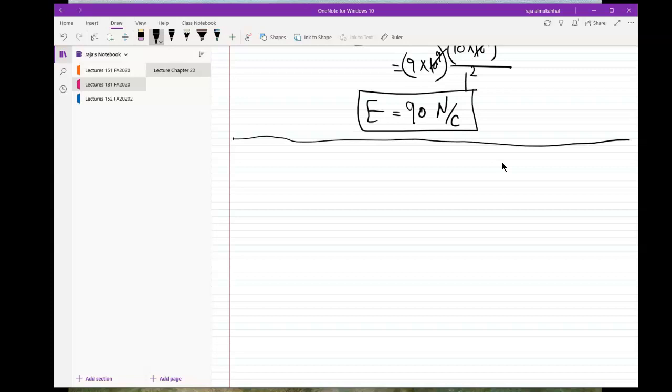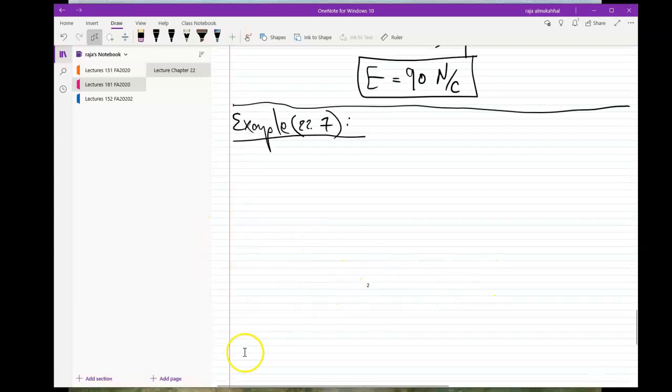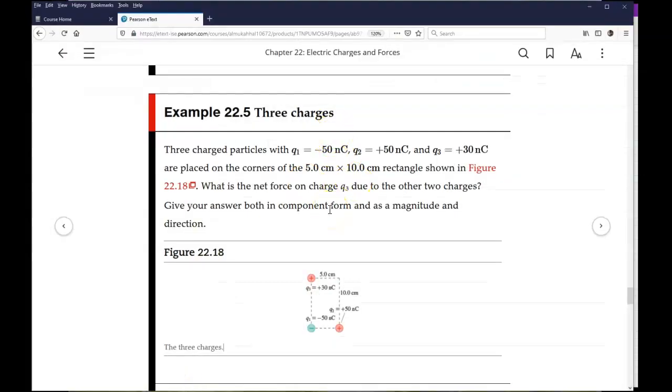It requires some trigonometry as well, and that's example 22.7. I hope it's not going to take me forever to find it. It's kind of hard to flip pages in this. Oop, I'm in the wrong place. Sorry. It's on page 620.